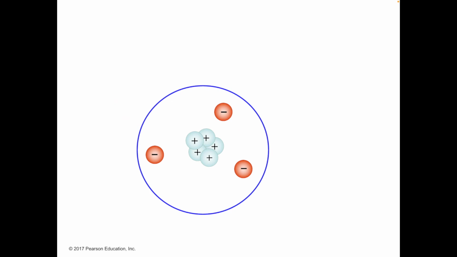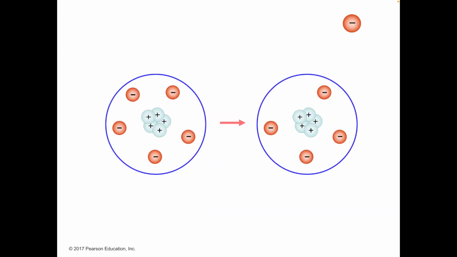So now I've removed some electrons. So if you'll see, we have 5 protons in the middle and 3 electrons around the outside. So we have 2 extra protons. So that means that our charge is 2 plus because we have 2 more protons. We have 2 extra positively charged particles.